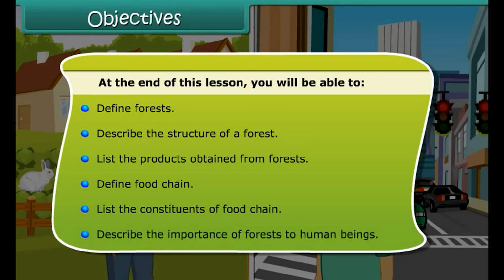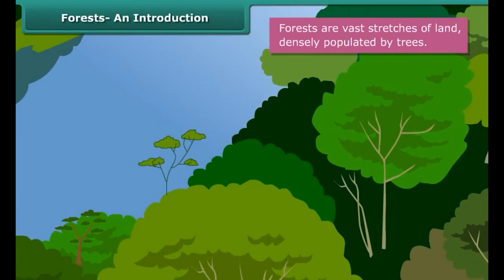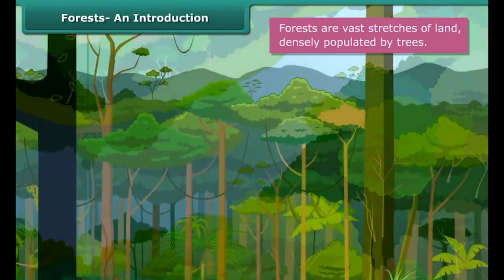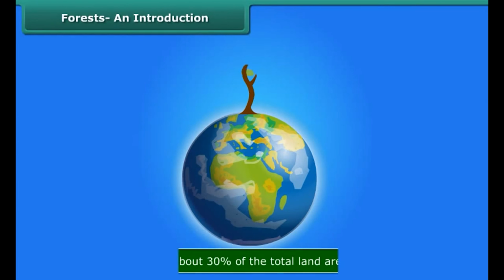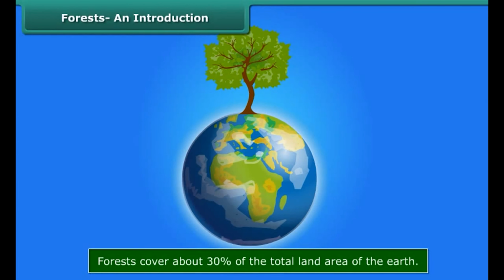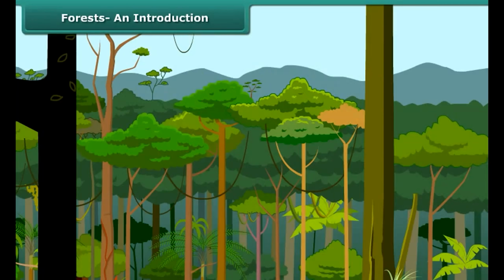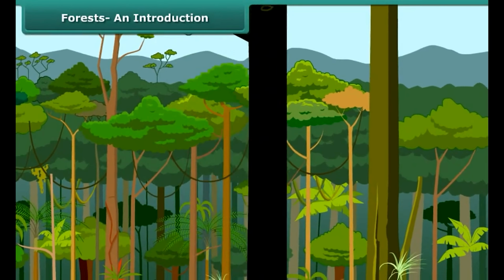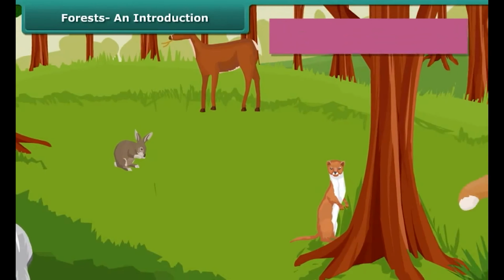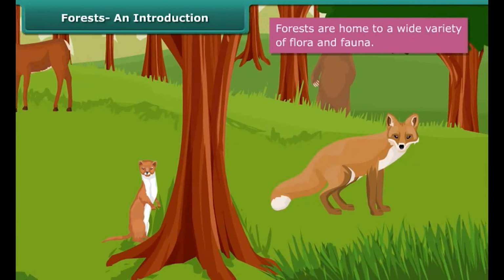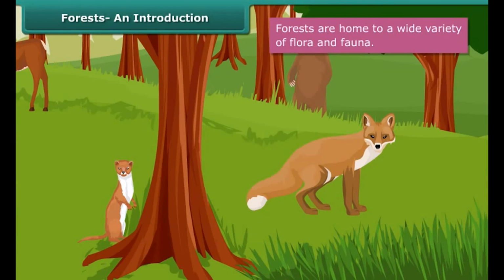human beings. Forests are vast stretches of land densely populated by trees. Also known as woods, forests cover about 30% of the total land area of the earth. They include not just trees, but also smaller plants, shrubs, and bushes. Forests are home to a wide variety of flora and fauna.